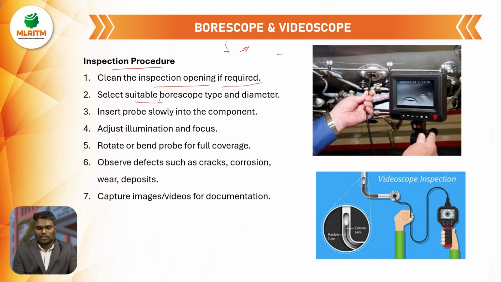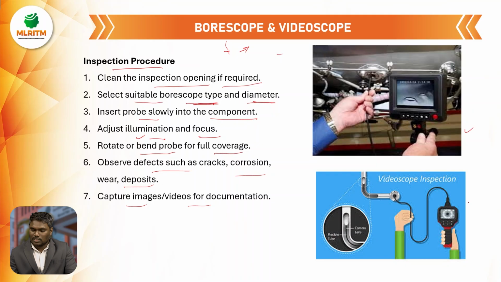The second step is to select the suitable borescope type and the diameter of the probe. Then we have to insert the probe slowly into the component. Then we have to adjust the illumination and the focus. We need to focus on the defective area and illuminate it. If the material is dark, we have to increase the illumination. We can rotate or bend the probe for full coverage. Observe defects such as cracks, corrosion, wear and deposits, and we can capture images and videos for documentation.